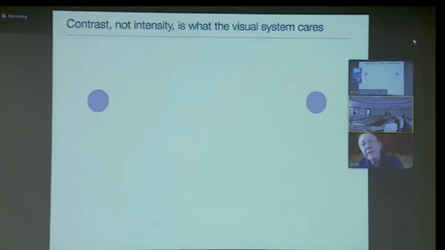Well, if you think about it, you can understand that uniform changes in illumination will activate both the center and surround and largely be cancelled out by the inner retina, by the retinal mechanisms that provide excitation and antagonistic inhibition to this cell. And that makes a lot of sense because contrast, not intensity, is what the visual system cares about. Here we see two identical parts of an image, two dark dots.